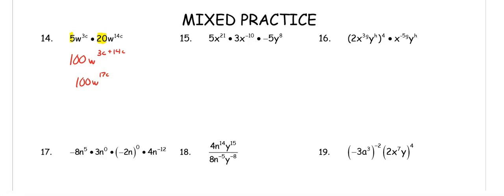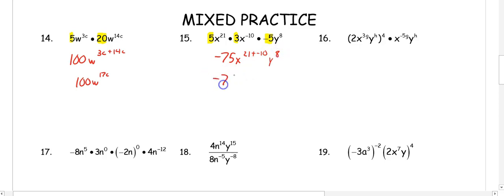15. When we multiply, we have coefficients of 5, 3, and negative 5 on the outside. So 5 times 3 is 15, times negative 5 is negative 75. Now, we have two bases. We have x's and we have y's. So the x exponents will get added together, and the y will stay by itself of y to the 8th. So this simplifies to negative 75, x to the 11th, y to the 8th.